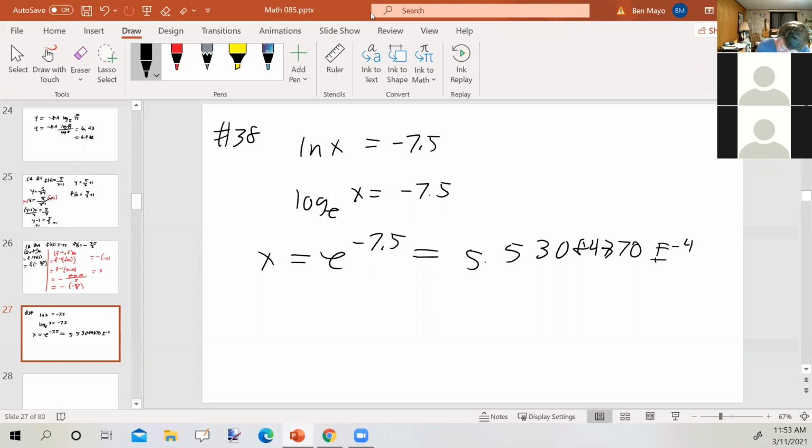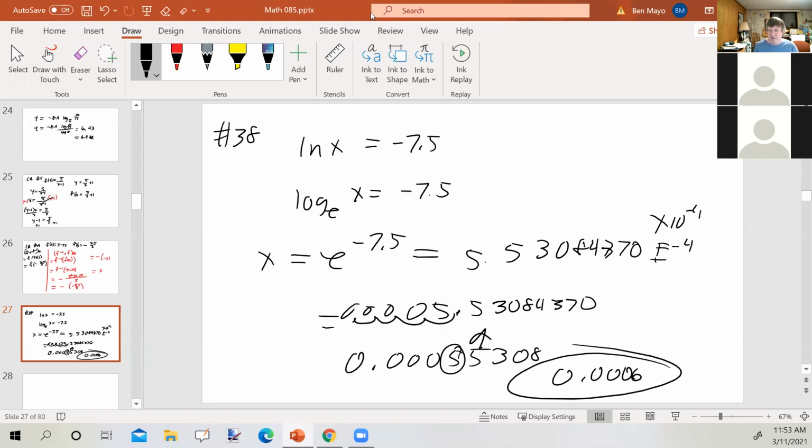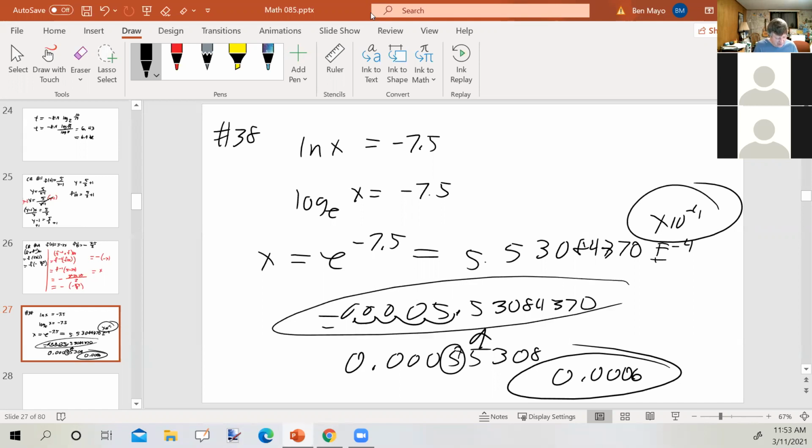So what does that mean? That means that to turn that into regular notation, this is like times 10 to the negative 4. So we've got to go backwards, what, 1, 2, 3, 4. So we've got 0.000553. And it said round to 4 places, which would be right there. That would round up, so you get 0.0006. Yeah, that's kind of a tricky problem because you've got to deal with scientific notation. Remember that? And then write it as a regular number. Okay. All right.